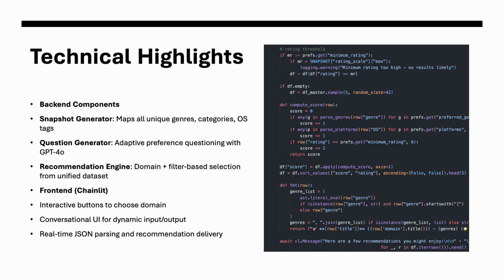Here you can see the three key backend components powering our engine. The snapshot generator maps each of our data sources, title, genre, tags, into a unified context for the LLM. The question generator then uses ChatGPT 4.0 to adaptively craft follow-up questions based on earlier responses, making preference elicitation both efficient and engaging. Finally, the recommender engine executes a domain-aware, filter-based selection algorithm on our unified master data frame. On the front end, Chainlit provides the interactive UI with buttons to select domains and a conversational chat interface that parses JSON responses in real time.